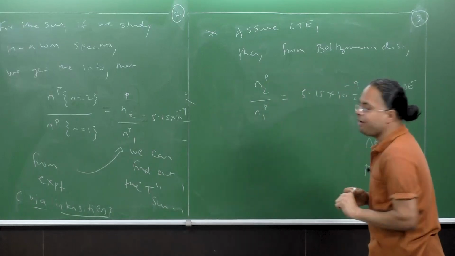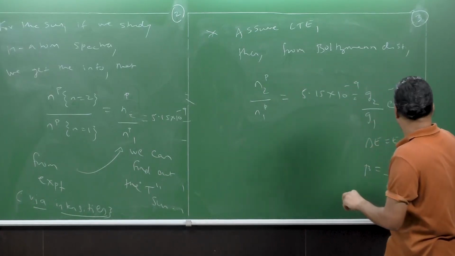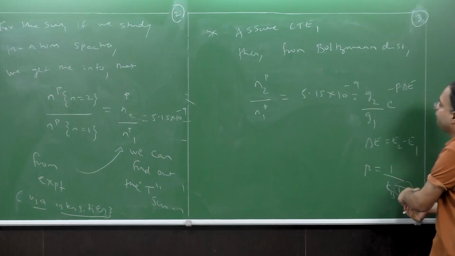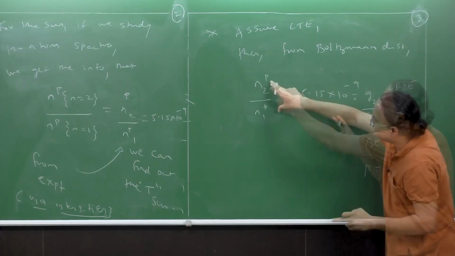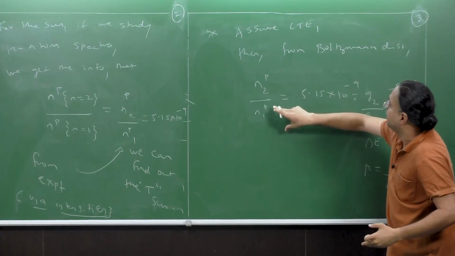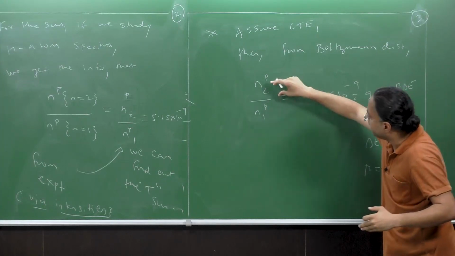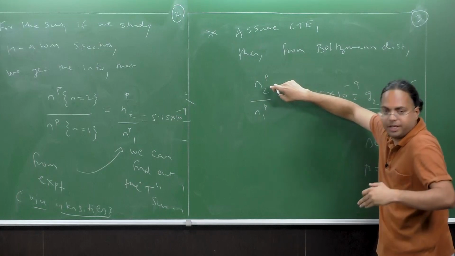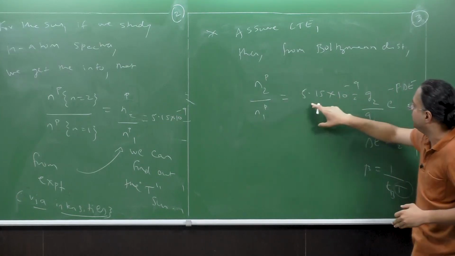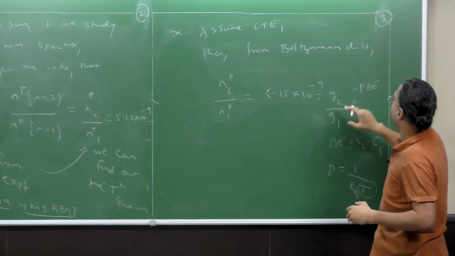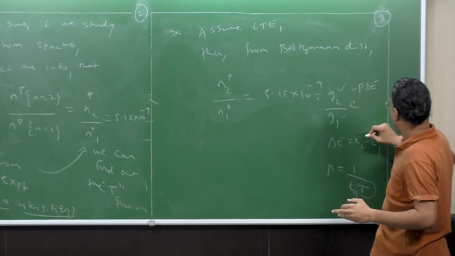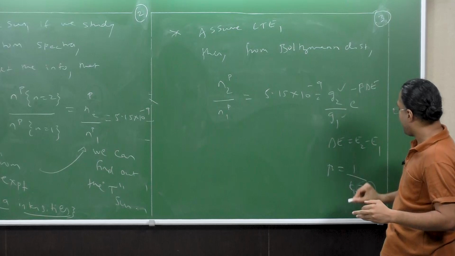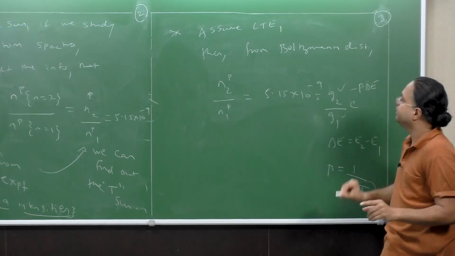So we now have to calculate T from this expression, given that we know the ratio of the number of H atoms present in the n equals 2 level and n equals 1 level. That is given by this number. And we need to find out the degeneracies, that is G2 and G1, and we need to find out delta E, and we need to find out the temperature. This is our task.